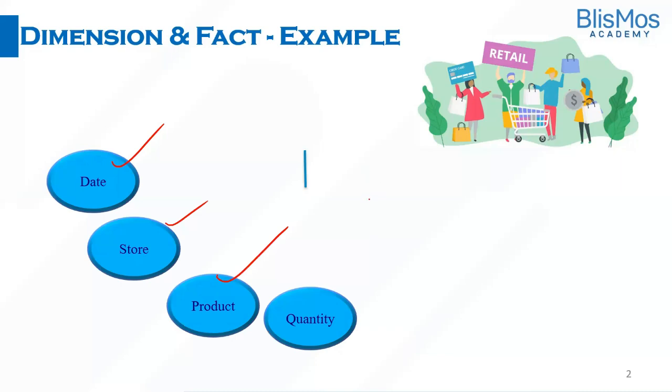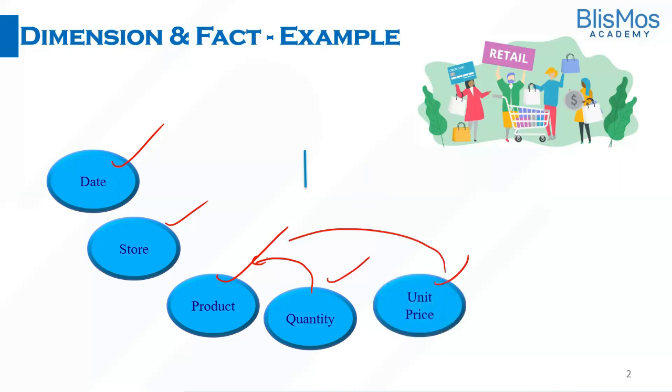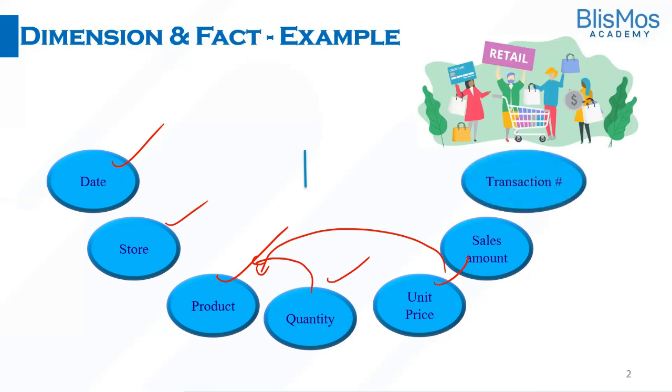So how much of the quantity of that product you purchase, that will be another attribute. And what is the price at which you are purchasing that product is also one more important information. Then what is the amount you have spent to purchase the different products? So that is also one more important information, right? And also the transaction number is also one of the important attributes.